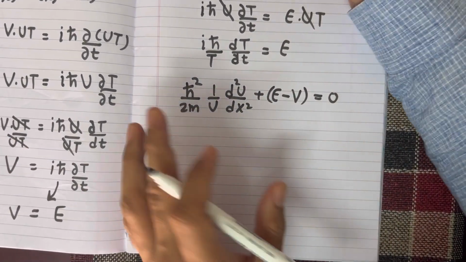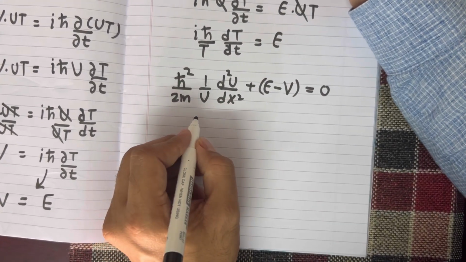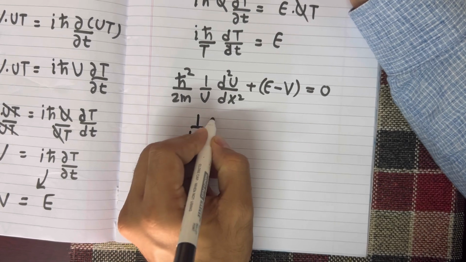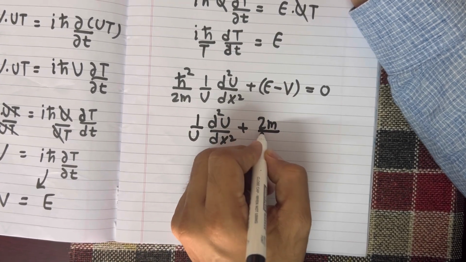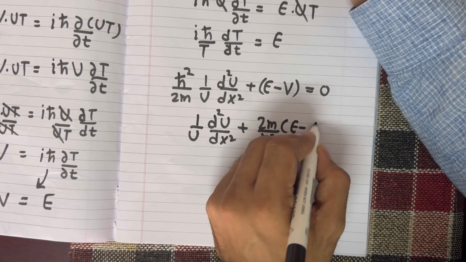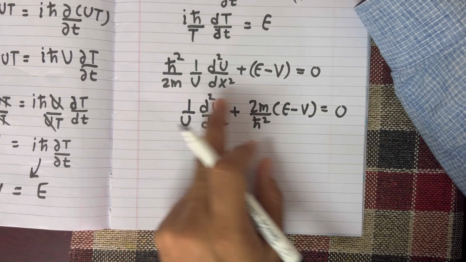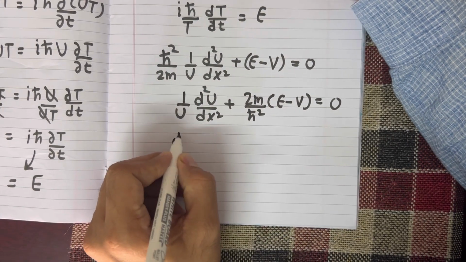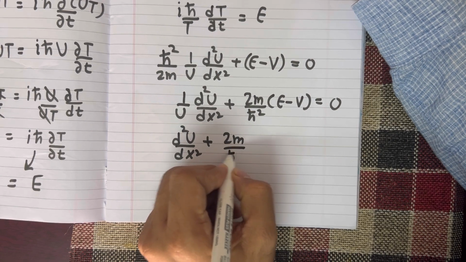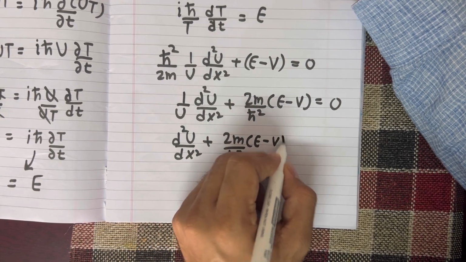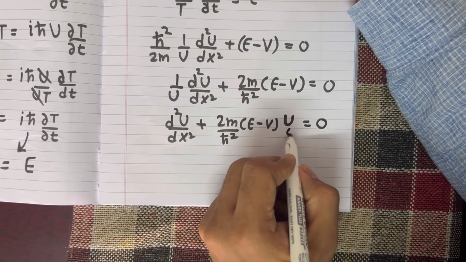Now just a few more steps. This equation we can rearrange and write this way: 1 by U d square U by dx square plus 2m by h cross square, E minus V, equal to 0. The last step, now multiply both sides by U also, so we'll get finally d square U by dx square plus 2m by h cross square, E minus V, times U equal to 0. This U is a function of x alone.